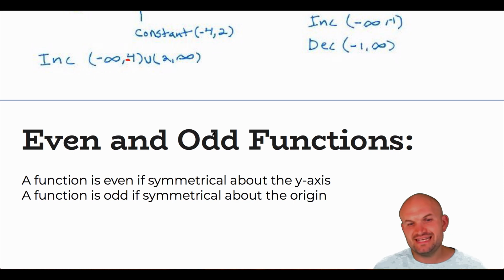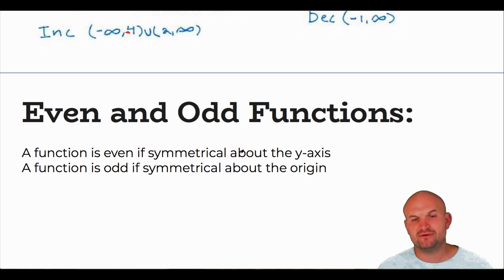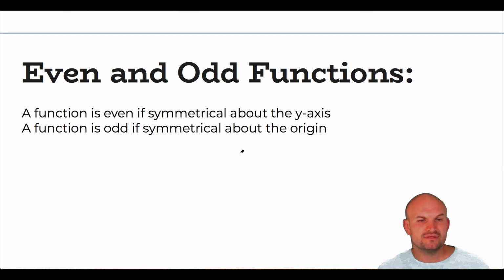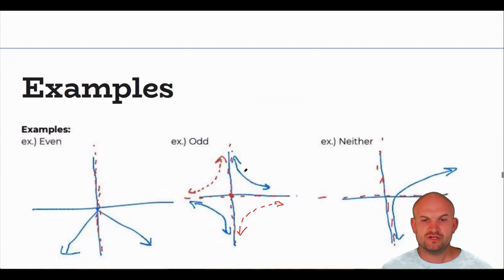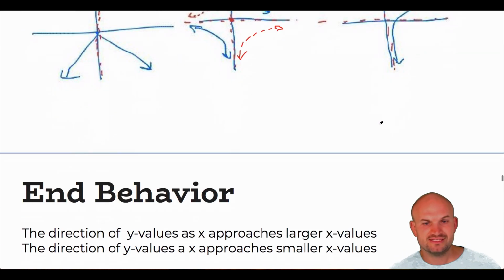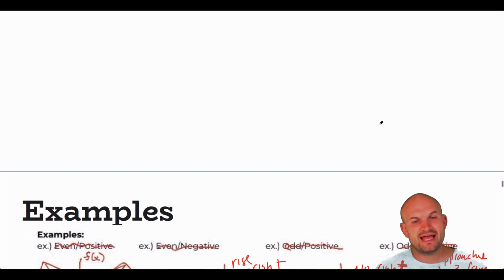And then we went into even and odd functions. That's going to basically be about the symmetry. Even functions are symmetrical about the y-axis. Odd functions are symmetrical about the origin. And basically just flip them over the axes. If there's no symmetry, then it's neither. And then we talked about end behavior.